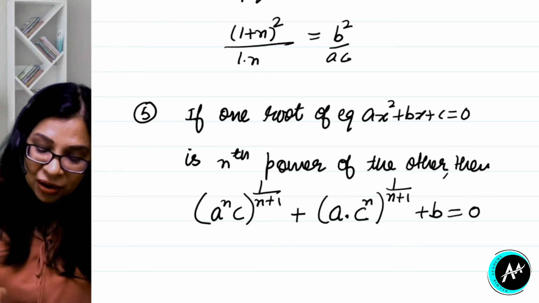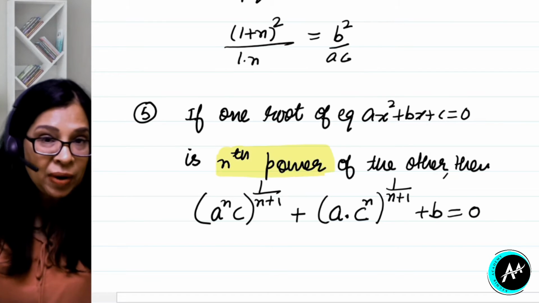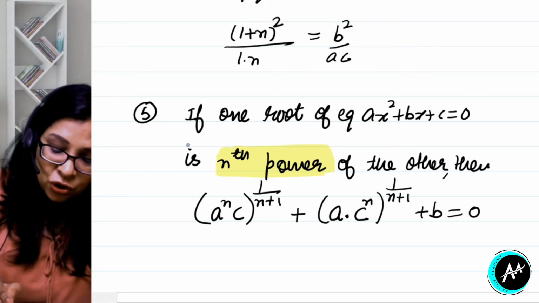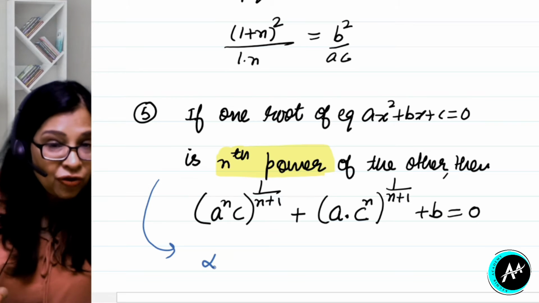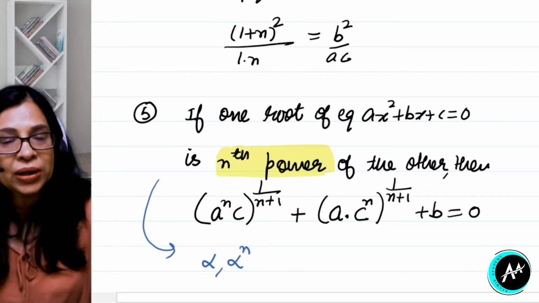So what does it mean when we say that one root is nth power of the other? It means that if you have one root as alpha, the other is going to be alpha raised to n. Is it okay? So that is the meaning.